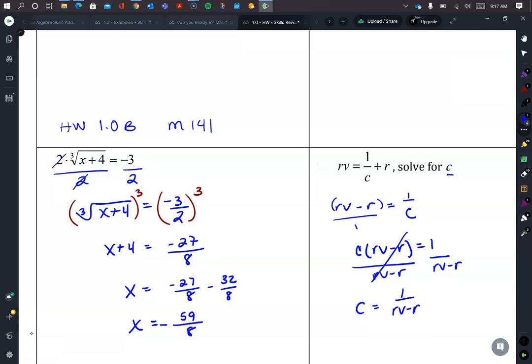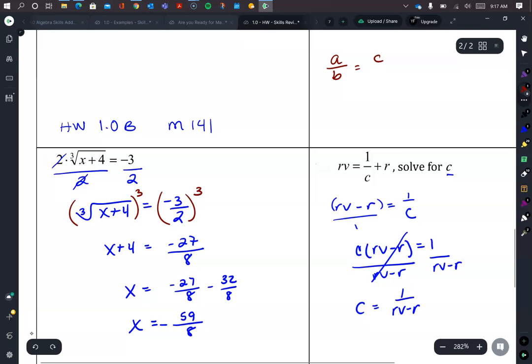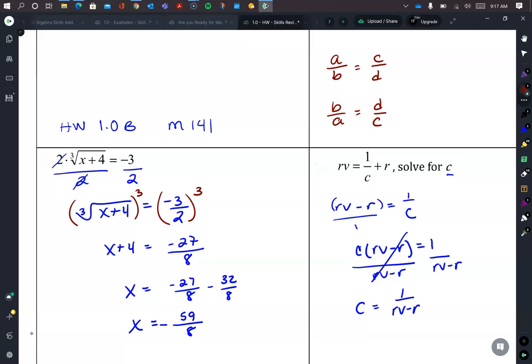But just so you know, a quick trick is if you had A over B equals C over D, that would be the same as B over A equals D over C. So it just flipped them both upside down. As long as you do that to both of them, you should be fine. And don't forget, there's a 1 there involved.